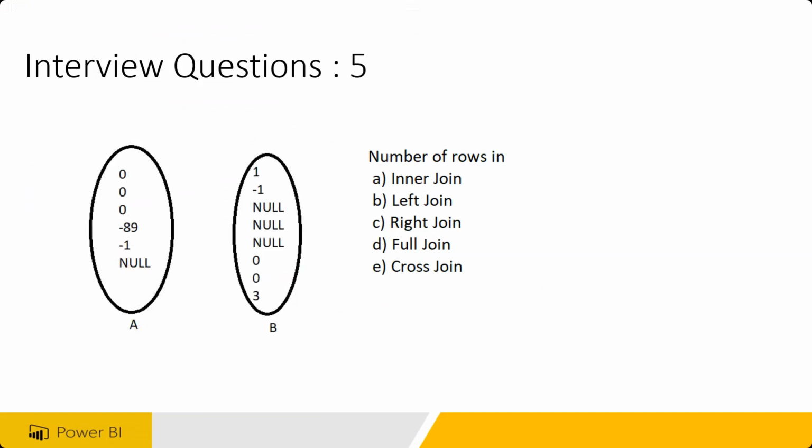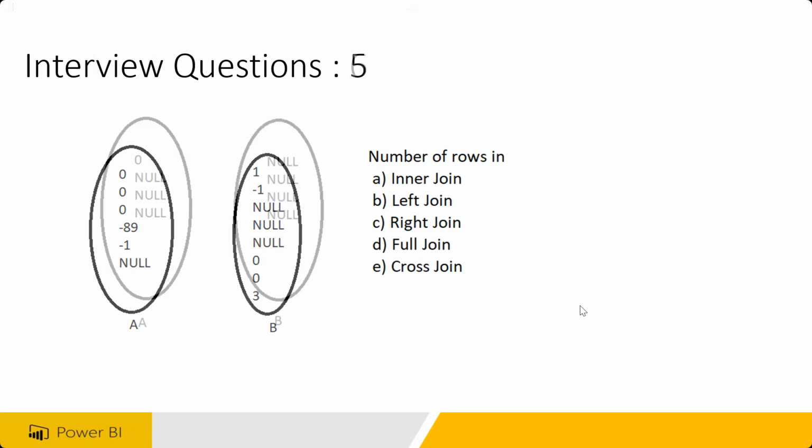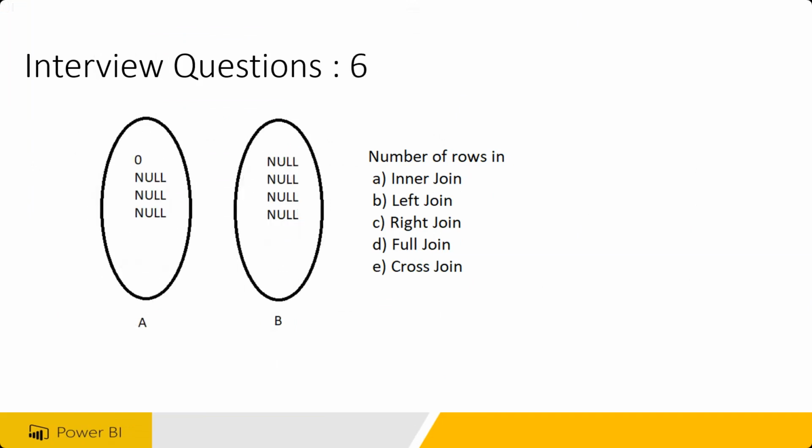So the fifth question is this: 0, 0, 0, -89, -1, null. This question was asked recently in IBM or Cognizant, I think, to one of our students. And 1, -1, null, null, null, 0, 0, 3. Right? So this is question number 5. Question number 6 is 0, null, null, null, null, null, null, null. This was also asked in an Accenture interview recently to one of our students. Clear? So these are the quiz questions or interview questions.